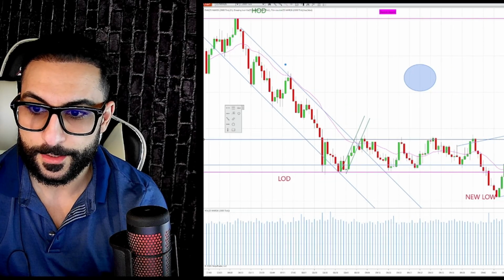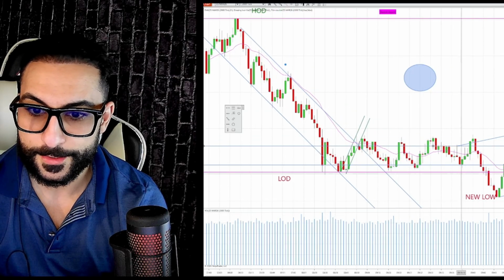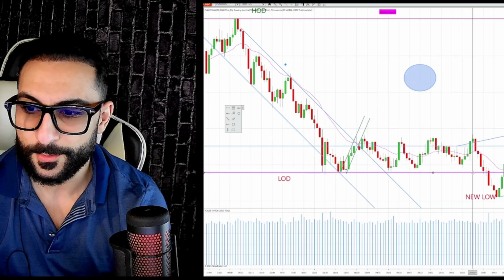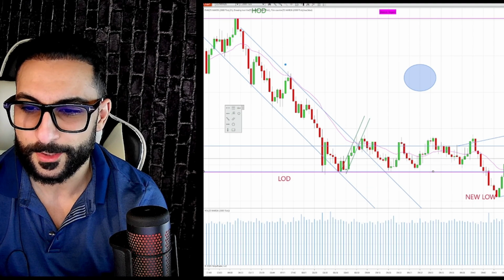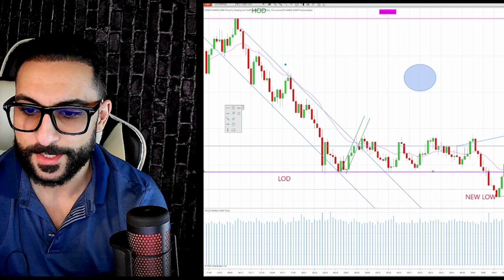As you can see here, I'll move this down a little bit. We entered a consolidation phase. There's nothing we can really do here. We can't go short. Price already broke and corrected. We can't go long because we really don't have a nice uptrend in play.